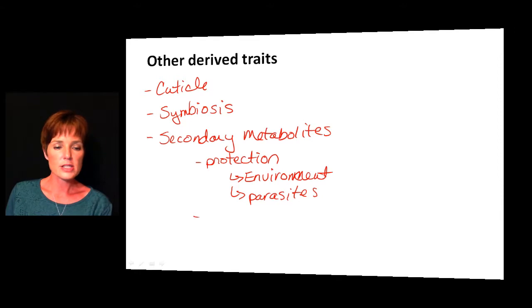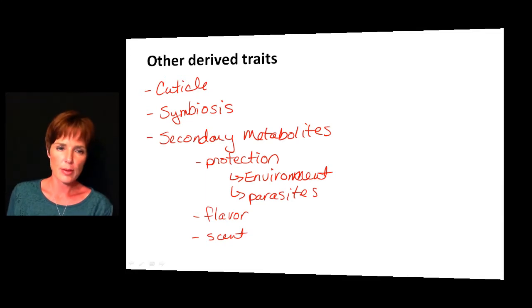We have ones that produce flavor for fruit. We have ones that produce a scent, and that might help with seed dispersal. So we have a wide range of secondary metabolites. I just want to point that out. They might have produced a color, but those are going to kind of fulfill all types of roles within that plant.